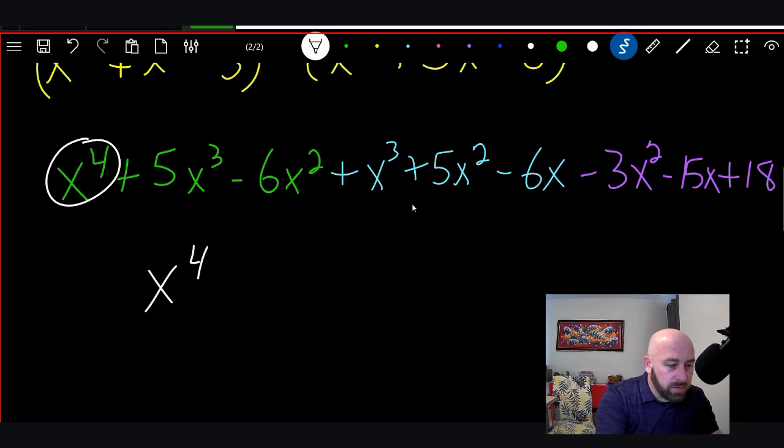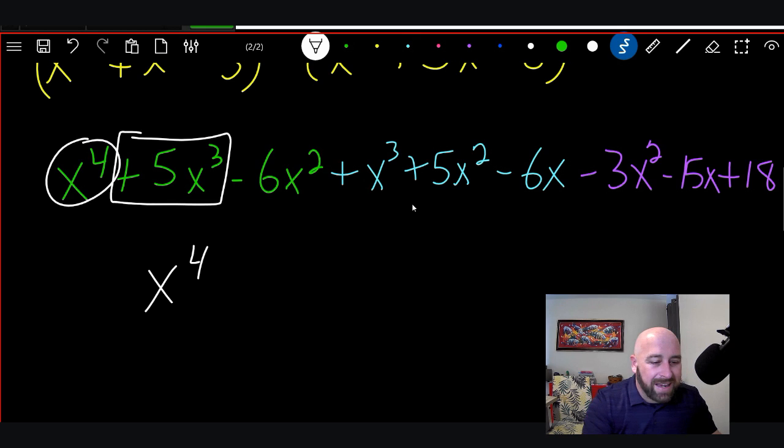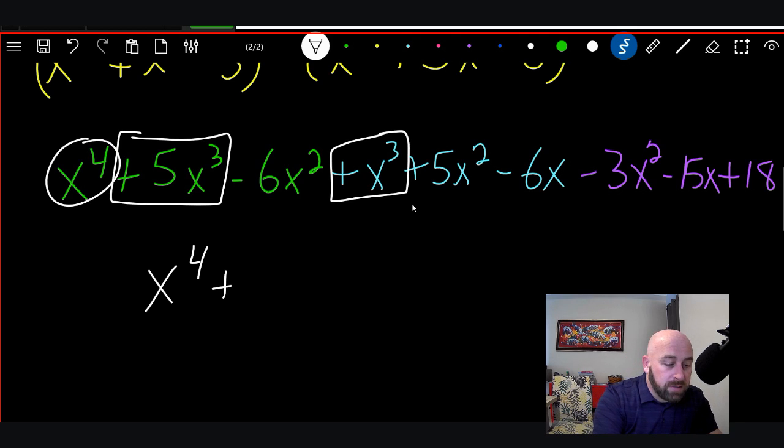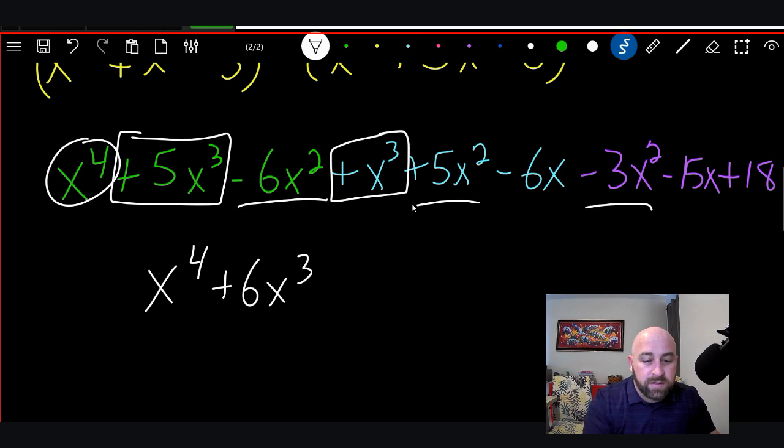Then we'll come to this one, and we are looking for x cubed terms. There's an x cubed term, and there's an x. No, that's an x squared. I guess that's it, just two. And so we're going to combine those, plus 6x cubed. And now we'll come to the x squared terms. There's an x squared term, and there's an x squared term. So we have -6x squared, we're adding 5x squared right there. And so we're going to get a -x squared, and then we have a -3. So we're going to have a -4x squared.